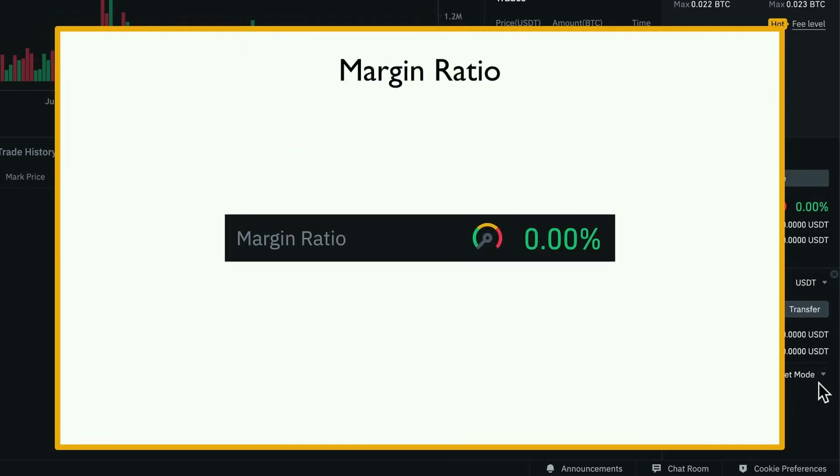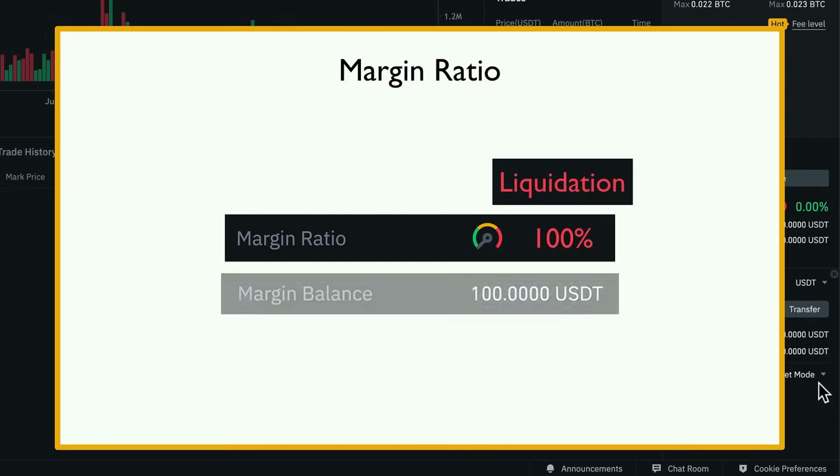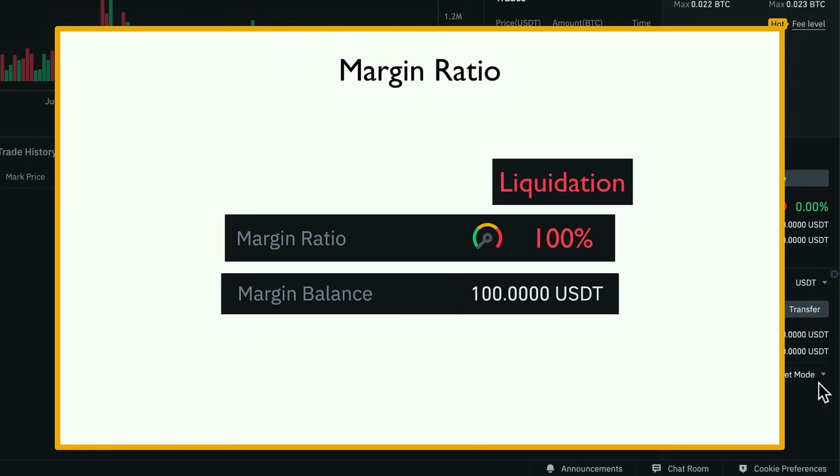Now, the margin ratio is our indicator to see how close we are to getting our future position liquidated. If the margin ratio hits 100%, liquidation will be triggered. Liquidation basically means that our margin balance is too low to fund our positions, so the system will automatically close them and we will lose our entire margin balance in the process.